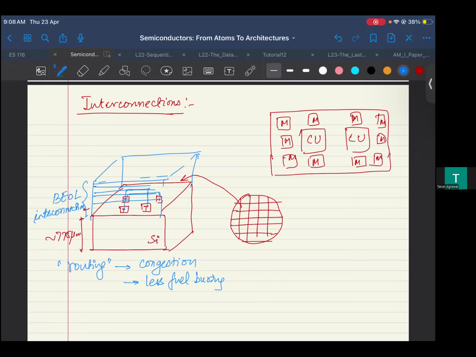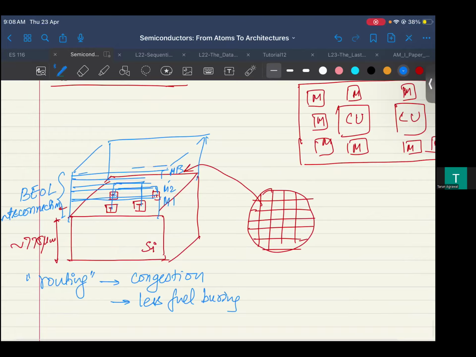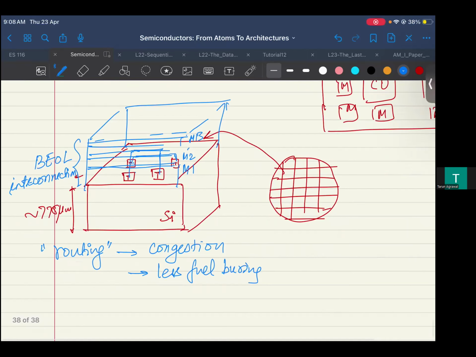What is distinct in these multiple layers? We typically call these layers M1, M2, like that, right? Up to M13. Currently, I think for the 2 nanometer node, we are seeing somewhere around 13, 14 layers of metal stacks, which are just there for connecting these billions of transistors, right? So now you will see how we connect them, right?